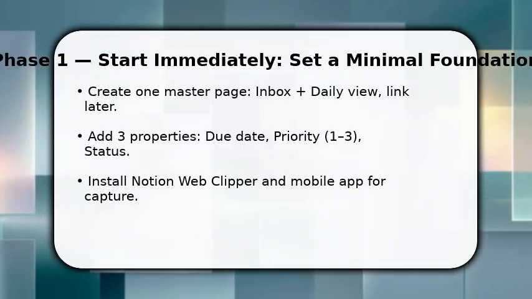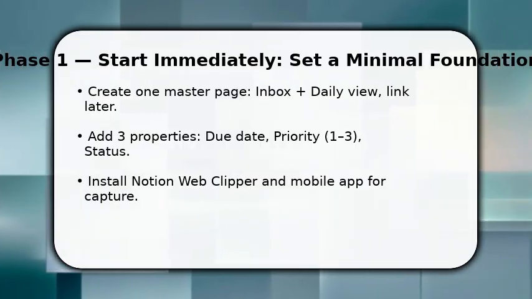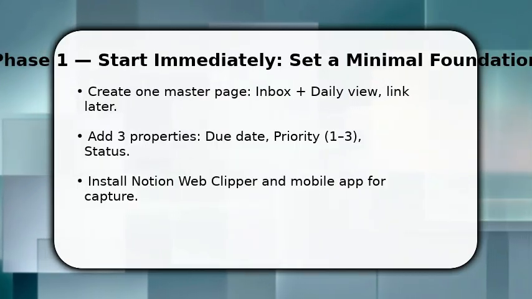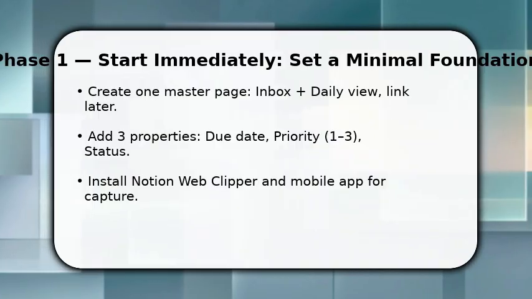You begin by capturing. Right now, make a single master inbox page and a daily view. Add 3 core properties: due date, priority 1 to 3, and status. Once done, enable the mobile app and Notion web clipper so you never lose an idea.